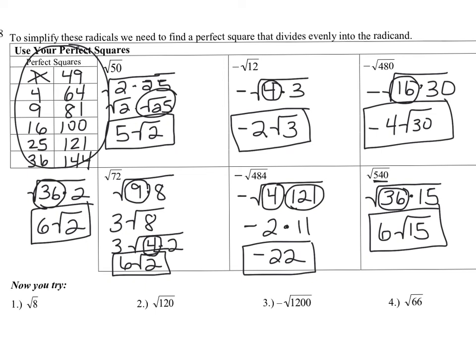All right, stop the video, try the first row 100% on your own. Now the practice problems, there are some that are already simplified that you can't do anything with, just to let you know. So stop the video, try 1 through 4, and then I'll show you the answers.